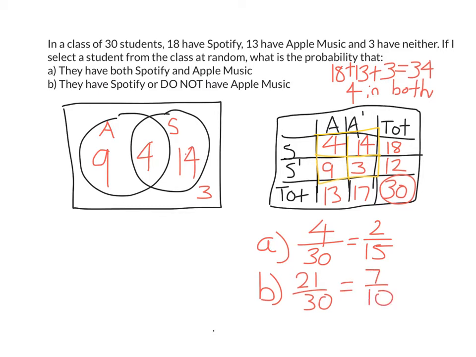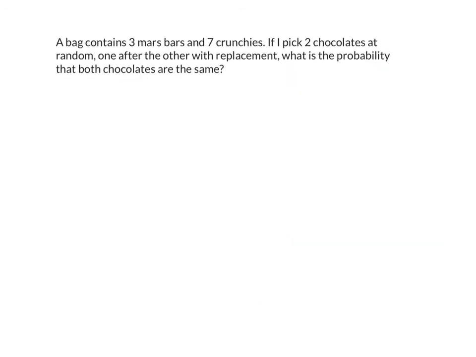All right, let's now look at tree diagrams. So let's look at this question here. A bag contains 3 Mars bars, 7 crunchies. I'm going to pick 2 chocolates at random, one after the other with replacement. So if I pick a Mars bar the first go, I replace it with another Mars bar, for example. So I'm going to find the probability that both chocolates I pick are the same.